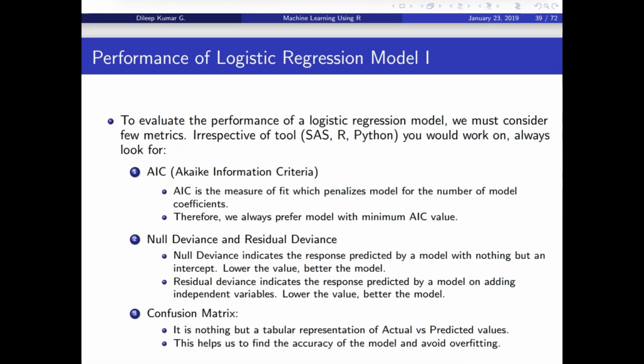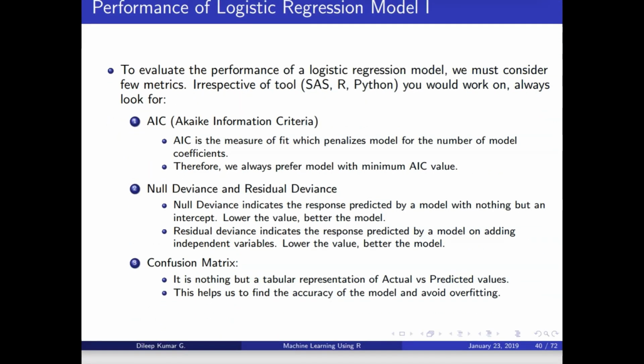Then how do you evaluate the performance of logistic regression? It can be done with these measures. AIC, which stands for Akaike Information Criterion, is one of the standard metrics which measures the fit of data. It is a measure of fit which penalizes the model for the number of model coefficients. Normally when you have more coefficients, it penalizes the model. So the lower the AIC, the better.